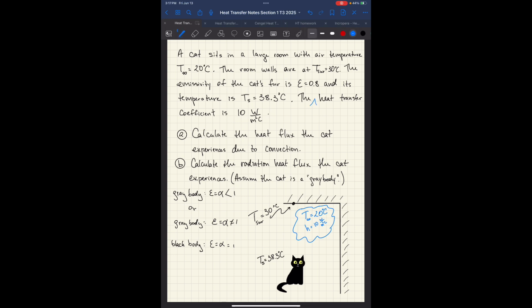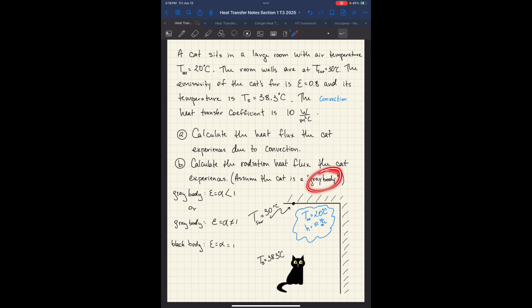Now I should have said here, I mean it's implied, but I should have maybe been more specific. And in fact, since I can move things around, I can just edit this now. I should really say the convection heat transfer coefficient. Usually when you say heat transfer coefficient, it's implied that it is the convection one, but you could also write radiation heat transfer coefficient. But anyway, just to be absolutely clear, I'll put convection. Okay, so first is calculate the heat flux the cat experiences due to convection, then calculate the radiation heat flux the cat experiences. Assume the cat is a gray body.